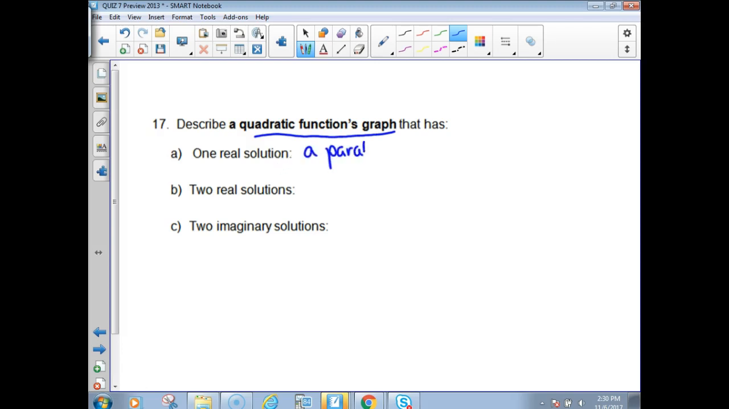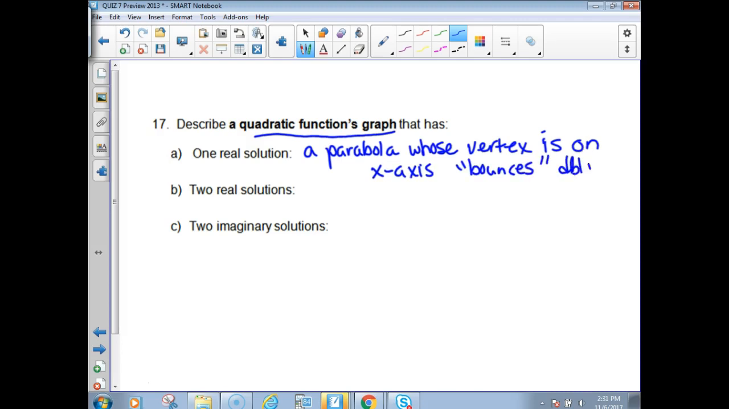Yep, it's a parabola whose vertex is on the x-axis. It's a bounce, yep. Good, I was looking for that word too, and nobody said it yet. This vertex is on the x-axis, it bounces, because it has a double root. If you just told me its vertex is on the x-axis, okay, it intersects the x-axis one time, and it doesn't go through it, it bounces off of it.